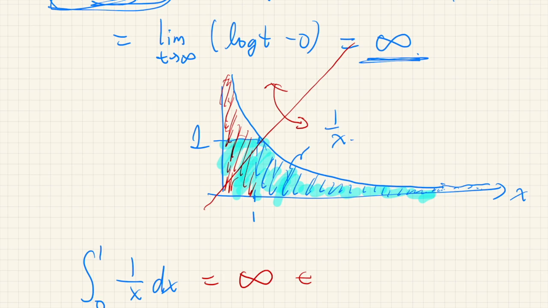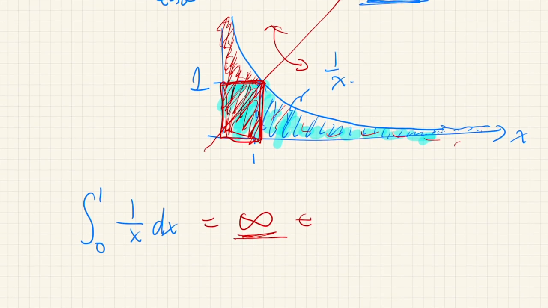But okay, this part is just finite. So if this part diverges, then this part also diverges. So just adding some constant part to an infinity, that's still infinity. So you can guess this should be infinity, but just by applying the definition of improper integrals, try to show this.